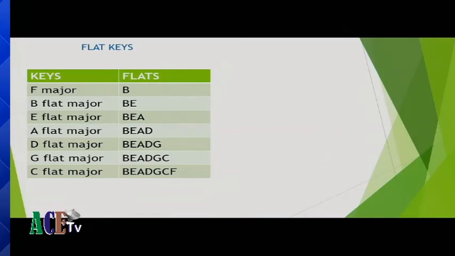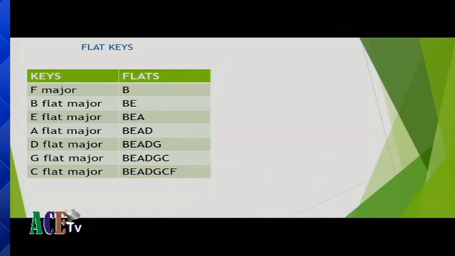Let me do this for you. You have E, F, G, A, and that one gives you A flat major. A flat major will give you 4 flats, which is B, E, A, D. The next one is D flat major. D flat major will give you B, E, A, D, G. The next one is G flat major. G flat major will give you B, E, A, D, G, C. And the last one is C flat major. C flat major will give you B, E, A, D, G, C, F.